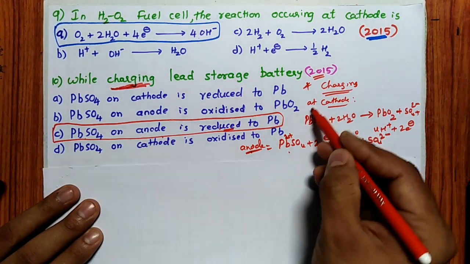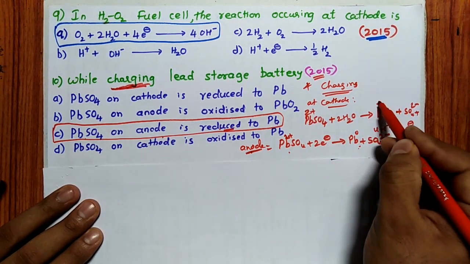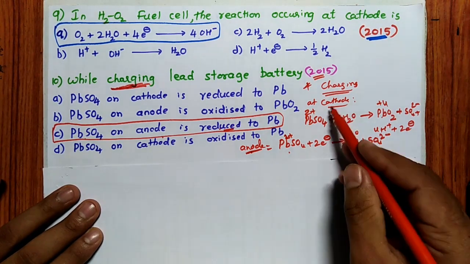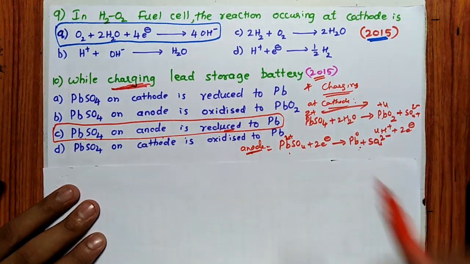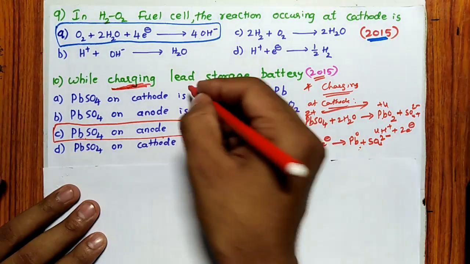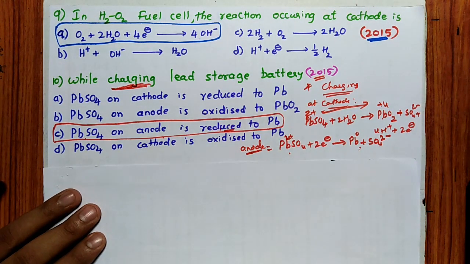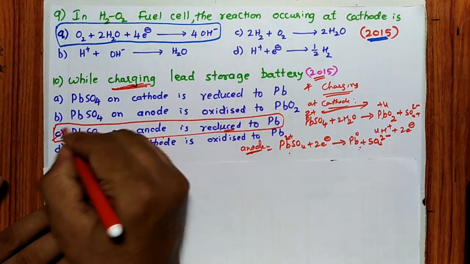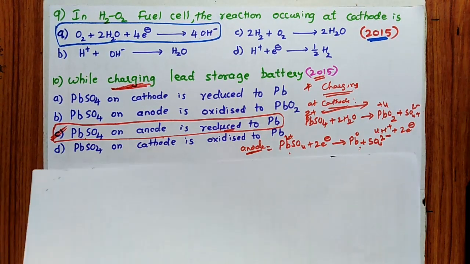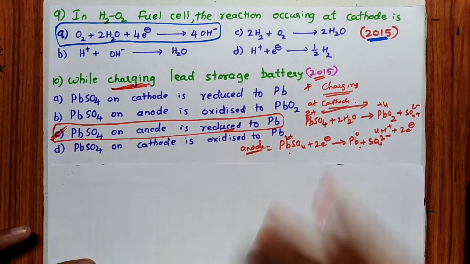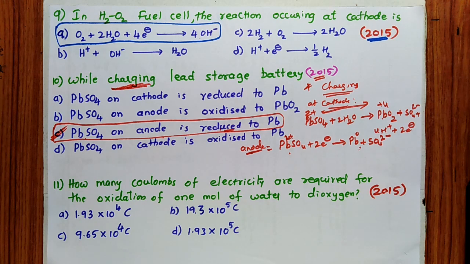You see here at cathode, Pb2 plus goes to plus 4 oxidation state. Now what is happening? Oxidation. At cathode oxidation is taking place. So remember it is only for the charging of the secondary cell. Hence the answer for this particular question is C. That is the 10th question, 2015 asked question.